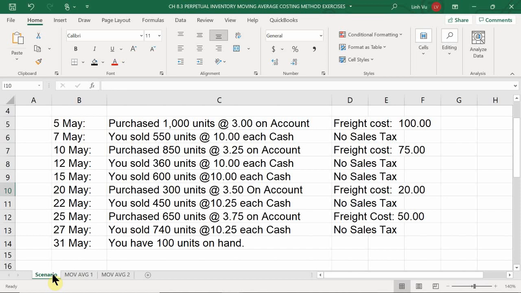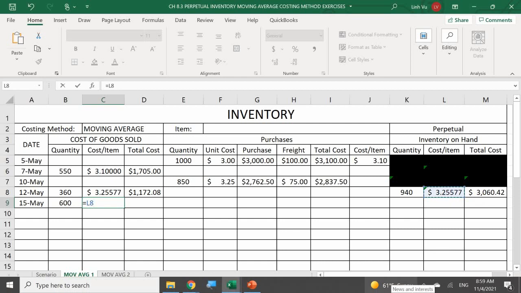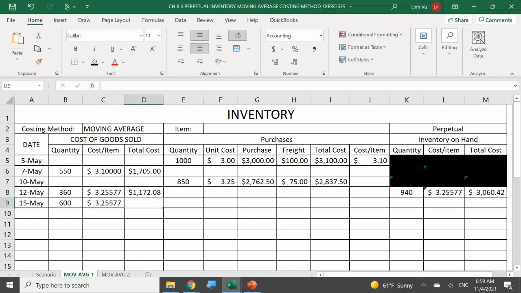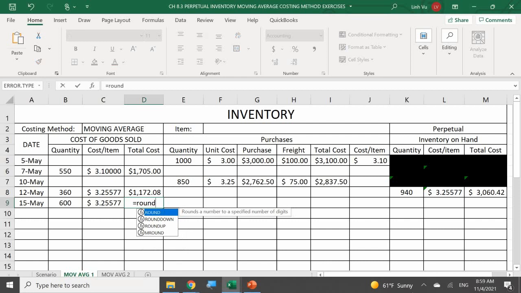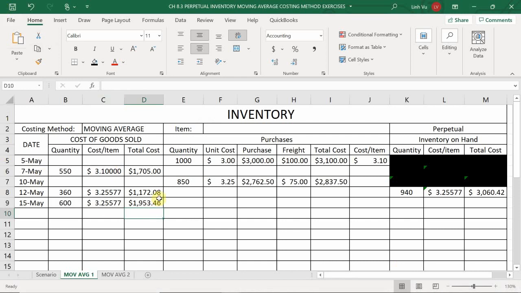So then we end up selling an additional 600 units. Okay. It is May 15, and we sold another 600 units. So what's my average cost per item going to be? That same number, 3.25577. Good. And that's going to give me a grand total cost of goods sold to be $1,953.462. So there you go. That tells you not to round at all. So in this case, there you go.